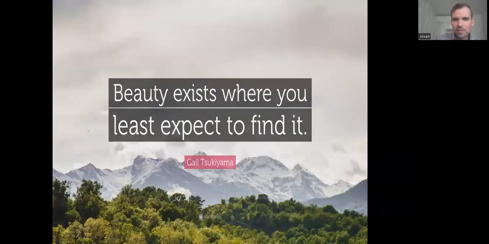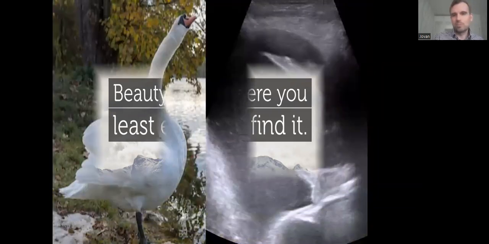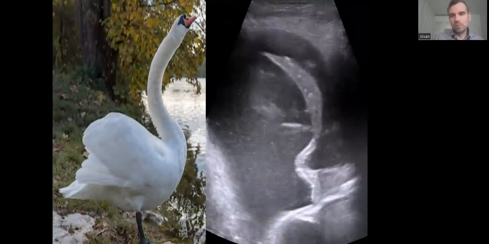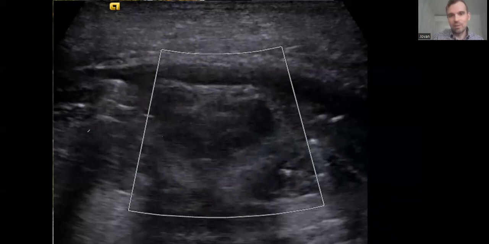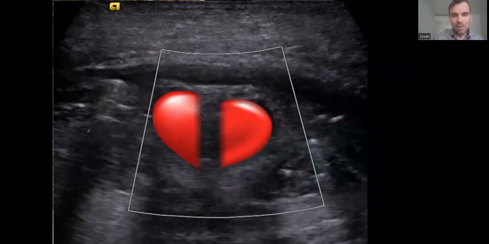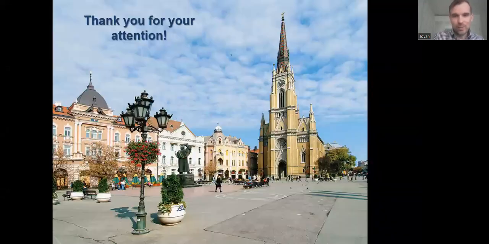And at the end, you know that beauty exists where you least expect to find it sometimes. And when you love to perform lung ultrasound, as I do, you can sometimes see a beautiful swan within a massive pleural effusion, and a necrotic area within the lung might look like a heart to you. So this is Novi Sad, the city I come from, and I thank you very much for your attention.